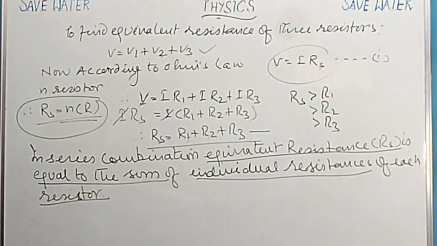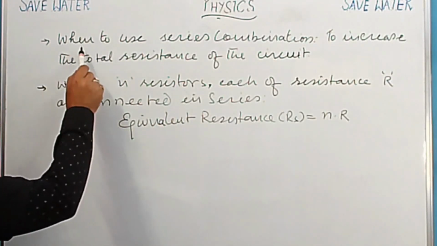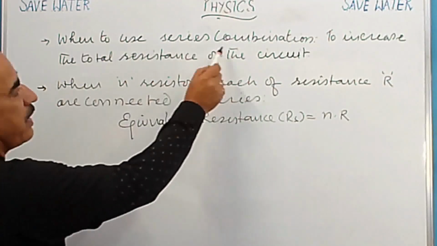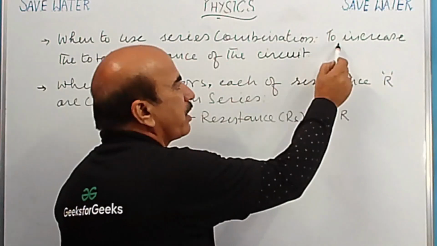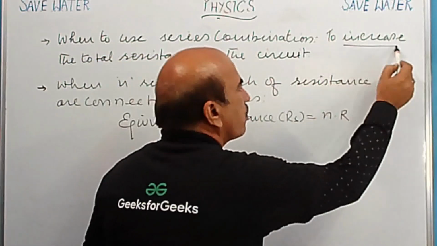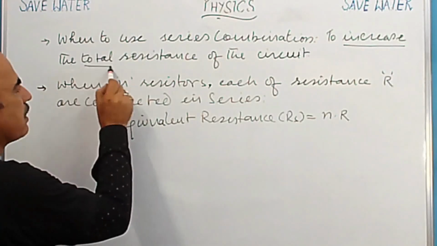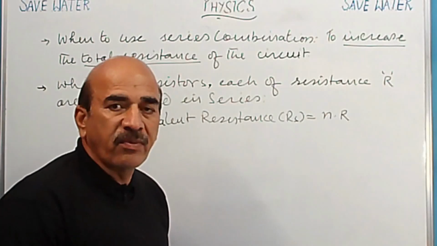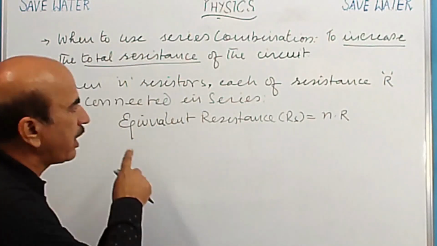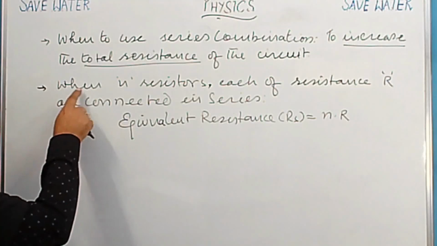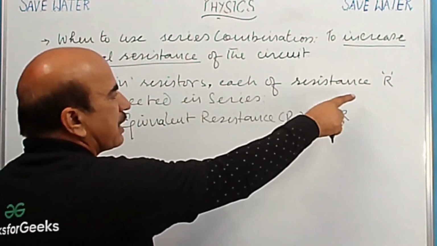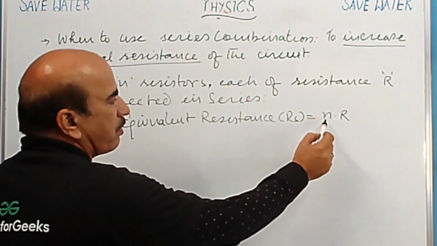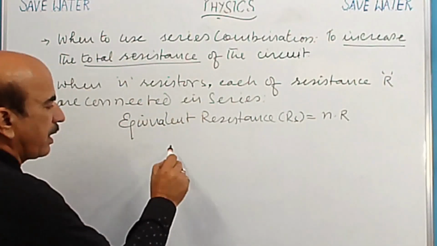Okay, may I rub it down? Okay. So we have got 2 points. When to use series combination. ये important point है. When to use series combination. So series combination is used to increase the total resistance of the circuit. When we need to increase the total resistance, we connect the resistors in series. Second point हमने discuss किया था अभी कि if we have n resistors, each of resistance R, connected in series, then equivalent resistance Rs will be equal to n into R. Okay, so this we have discussed.